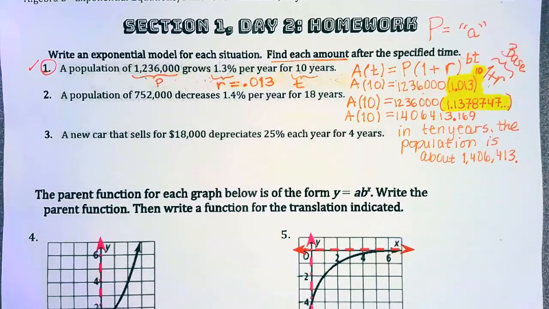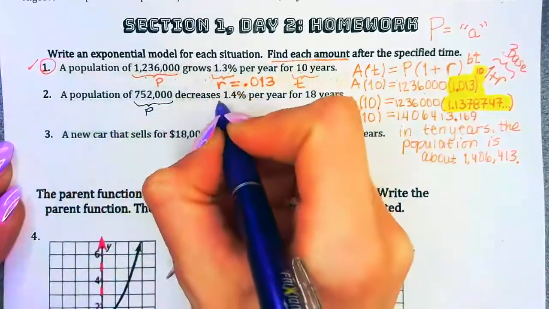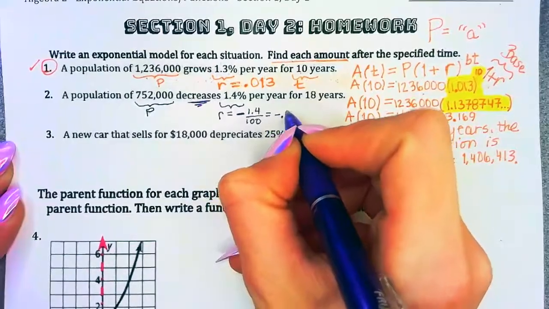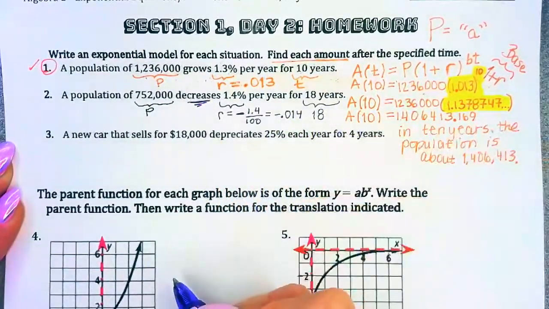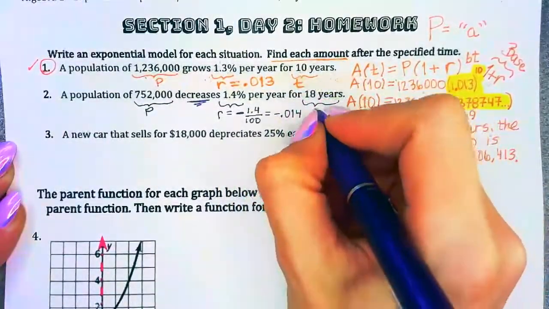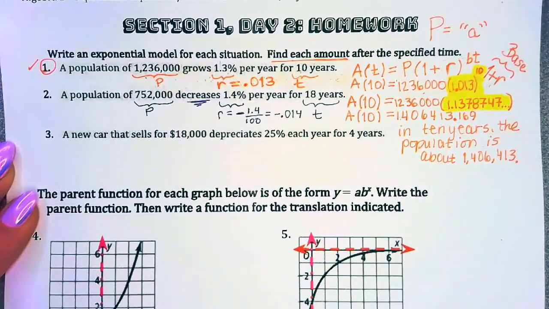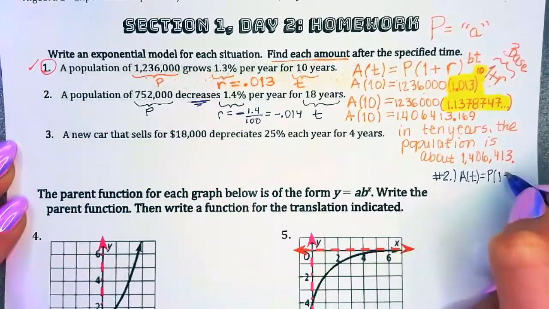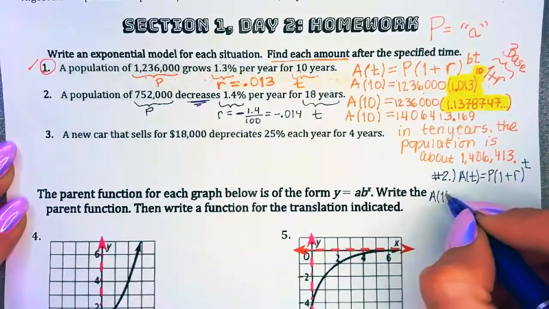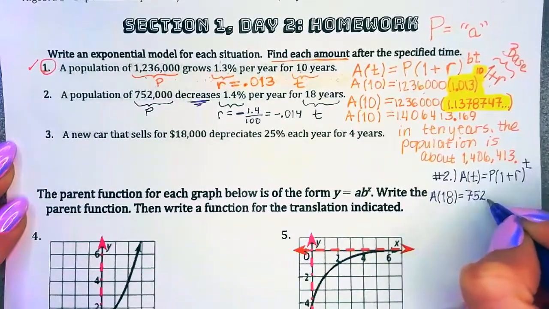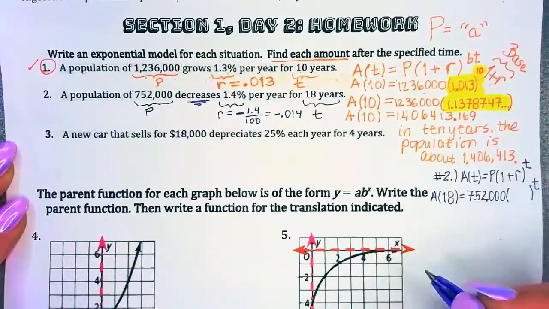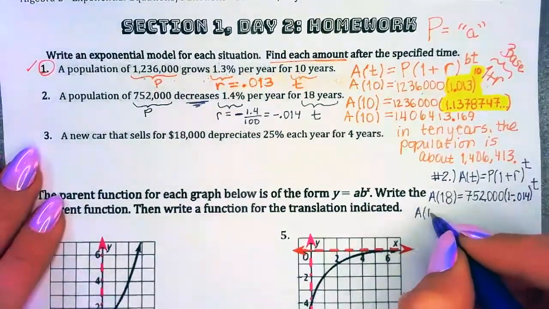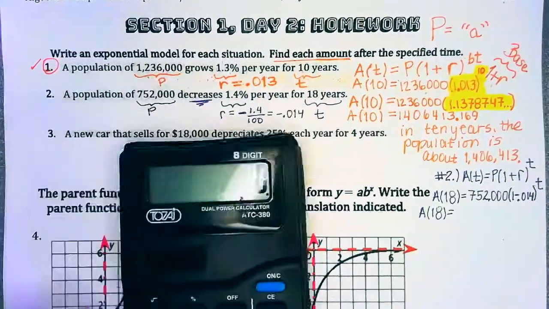1,406,413 people. Now we have a population of 752,000 decreasing by 1.4%. 1.4% as a decimal is 0.014. Decreasing implies that it should be negative. The time frame we're looking at this in is 18 years. We're going to use the same equation as before, and we're going to fill in the numbers just like we did last time. We have our initial value, 752,000, times the quantity of 1 minus 0.014.